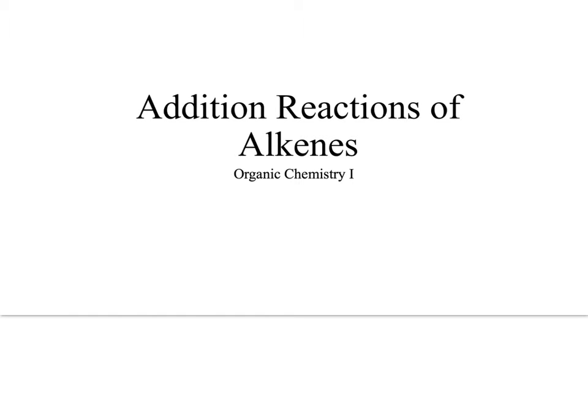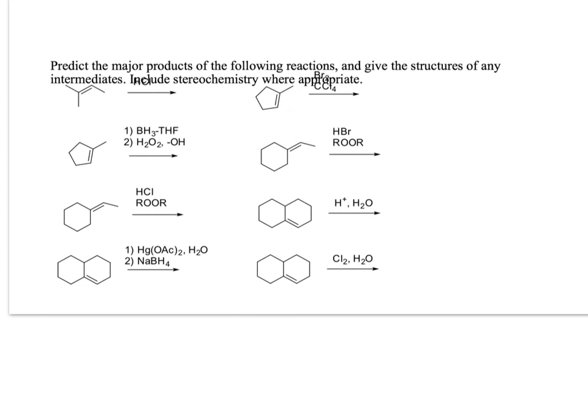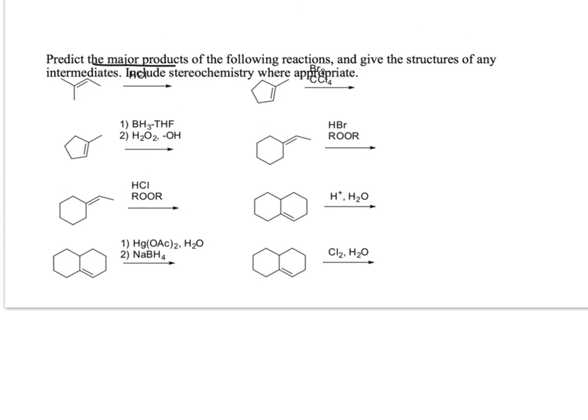Okay, for Chapter 8, we're doing addition reactions of alkenes. We need to predict the major products for the following reactions. We need to give structures of intermediates, include stereochemistry where appropriate. Okay, the first one is kind of tough to see the reagents. It's hydrochloric acid.